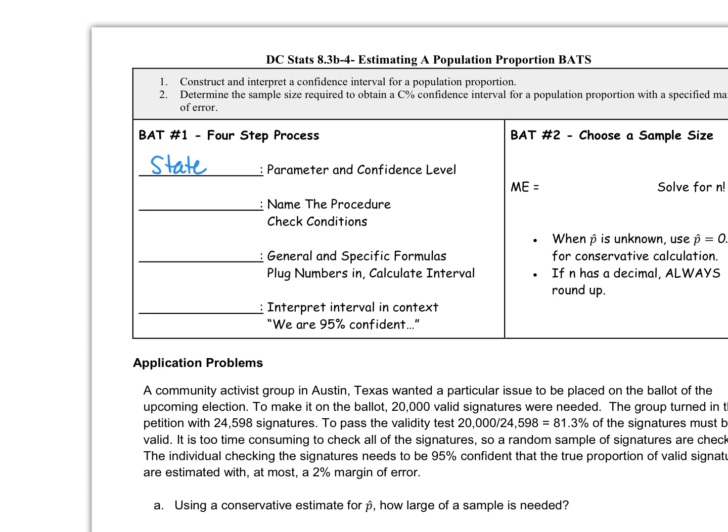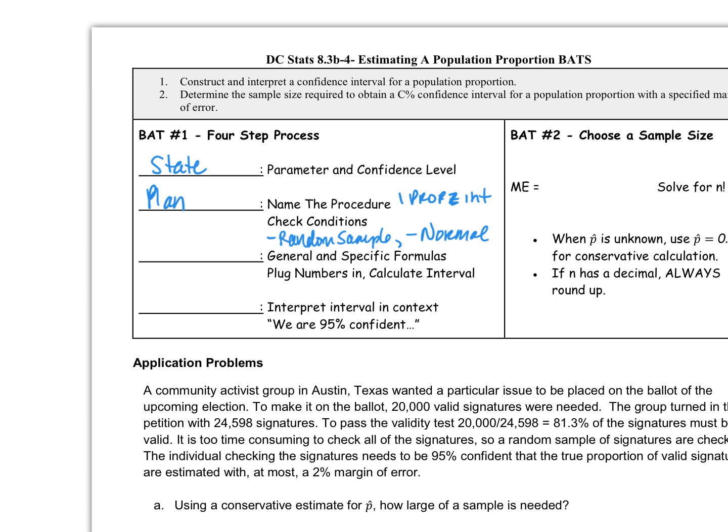Name the procedure. So this is the plan step. Right now we only have one. It's the 1 proportion Z interval, and you can abbreviate it, that's fine. The conditions or assumptions, do you remember what they were? Random and large count. Yeah, random sample. And we have to check that it's normal using, in this case, large counts. So those are the 2 conditions I have to check.